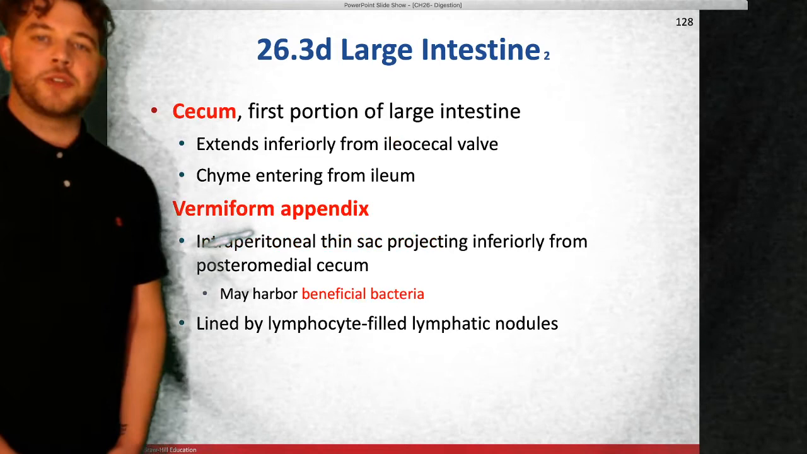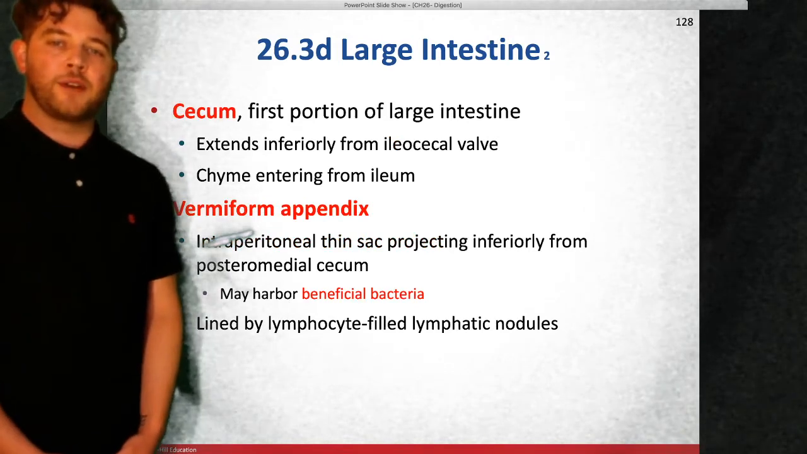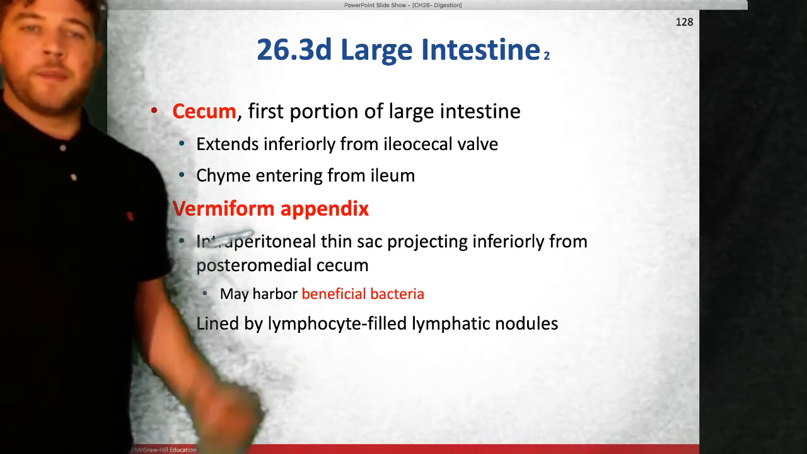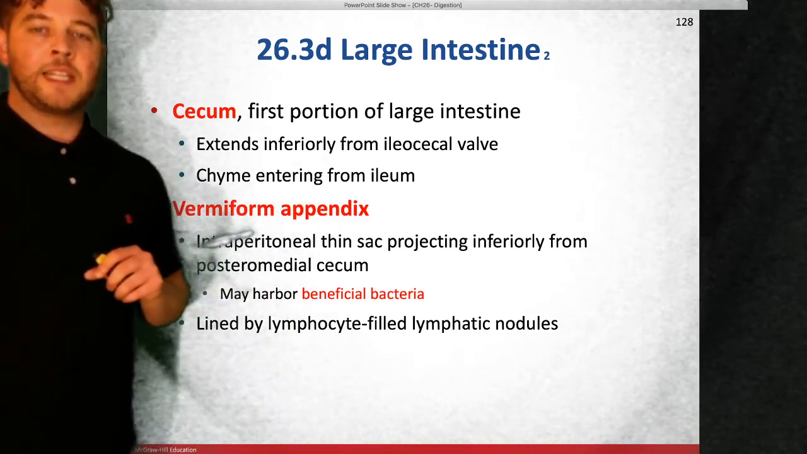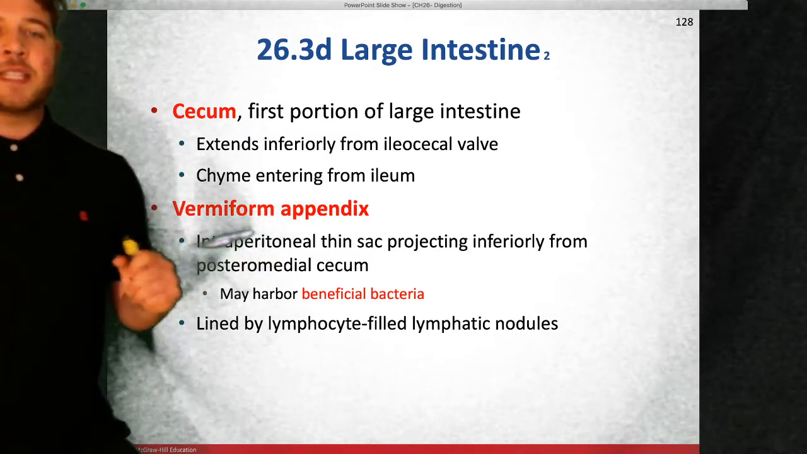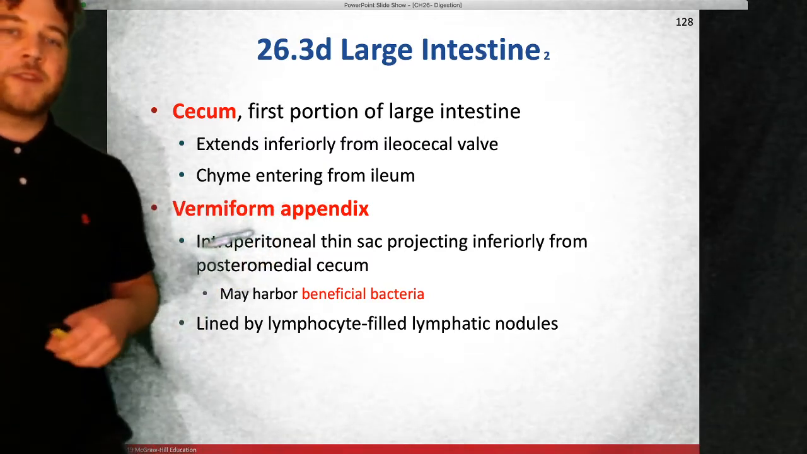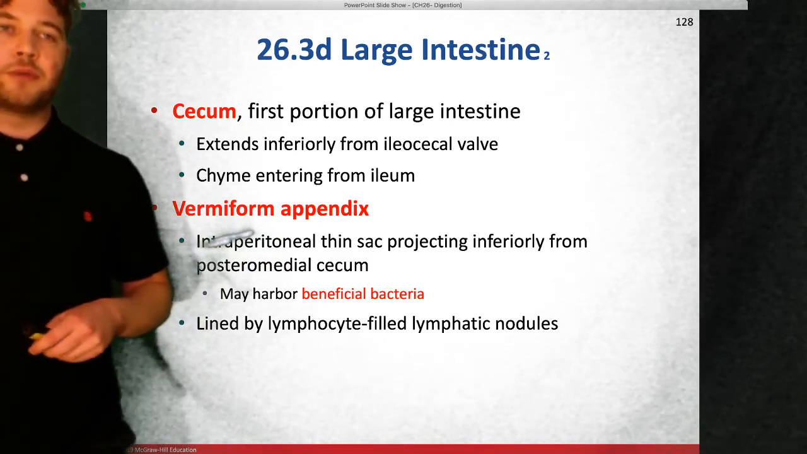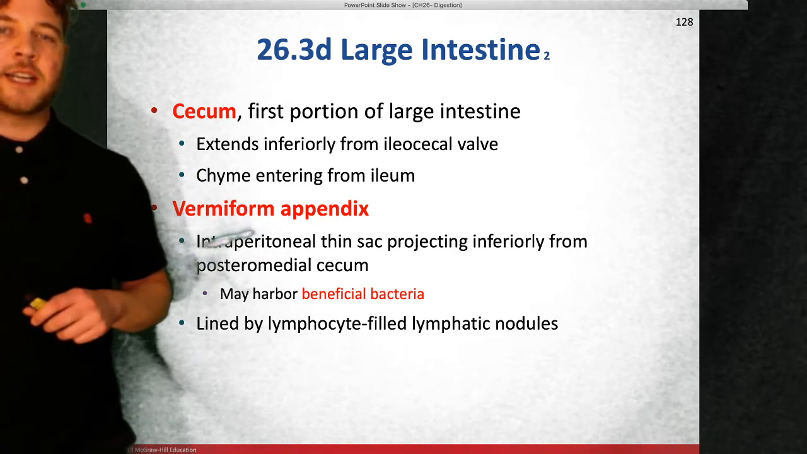The first portion is your cecum, from the ileocecal valve, really it's just like a little pouch. It receives chyme entering from the ileum. The appendix, the vermiform appendix is its full name, is an interperitoneal thin sac projecting inferiorly from the posteromedial cecum. So we should see a picture of it in the next slide or two.